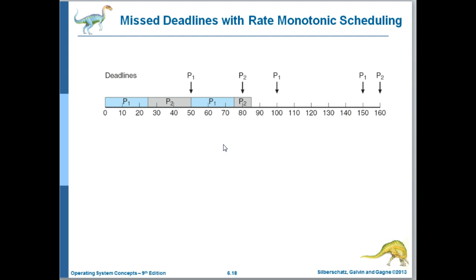And then this is a situation where the timing of the process is such that we have a sufficient number of CPU cycles to handle these hard deadlines. It's simply that we're not scheduling the processes in the correct manner.